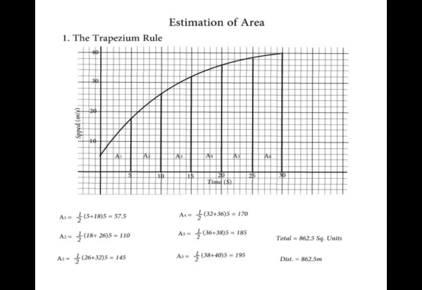Notice that we divided the area into 6 trapezia. If we had divided it into 12 units, the area will be a more accurate estimate. The more the number of trapezia, the more accurate the estimate.